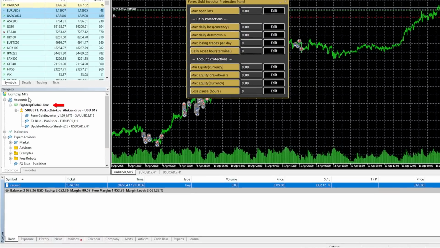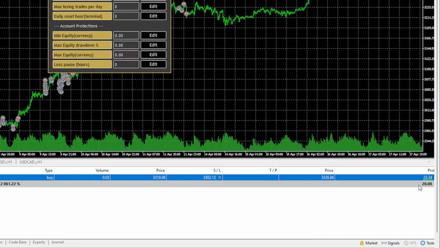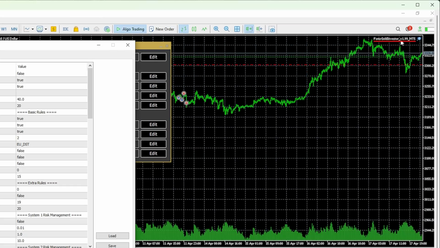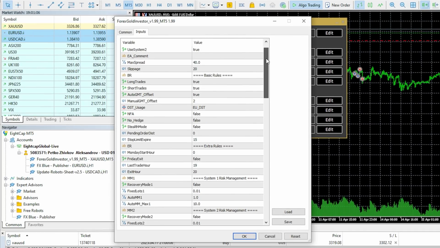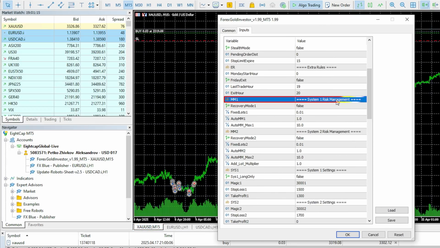This is the live account with Eightcap, which I started with $1,000, and you can see that the equity currently is $2,052 and the balance is $2,032 because there is a floating profit of $23.34. And from the very beginning, I've been trading fully automatically only the Forex Gold Investor Expert Advisor, which you've probably seen in some of my videos, but if you haven't, it is an expert advisor that trades gold on M15 time frame, and it has two systems inside, System 1 and System 2.